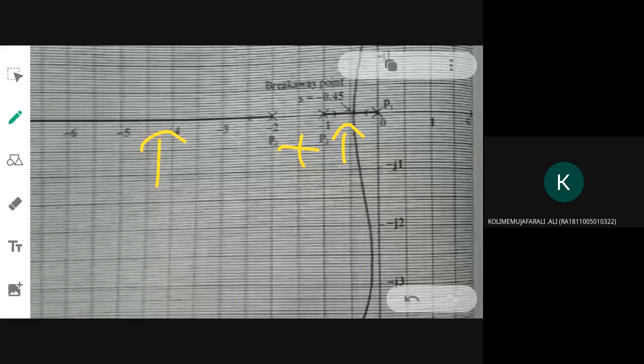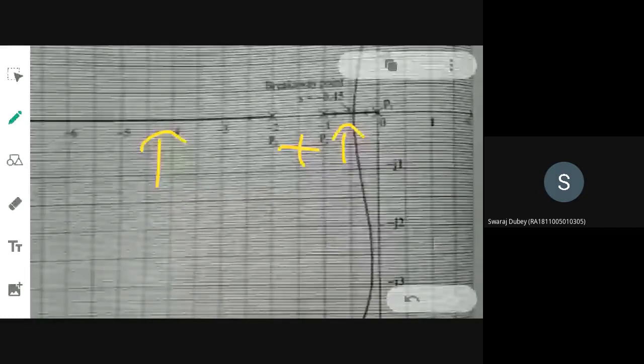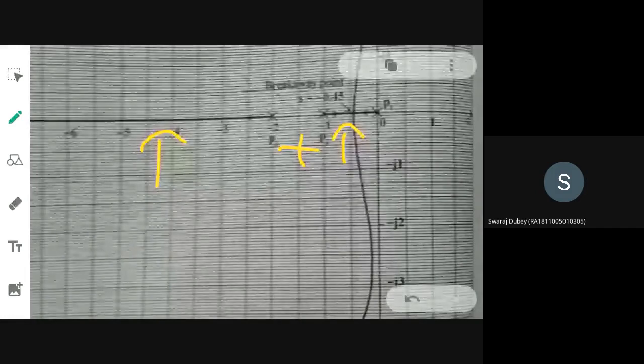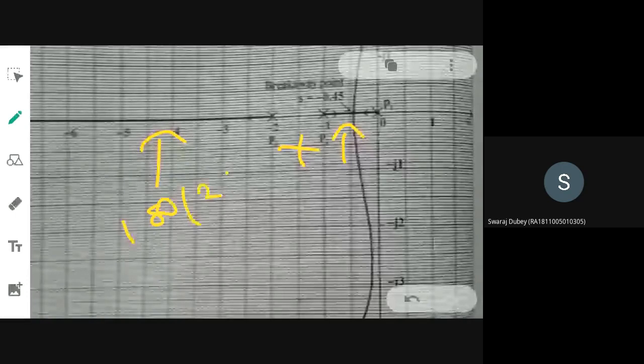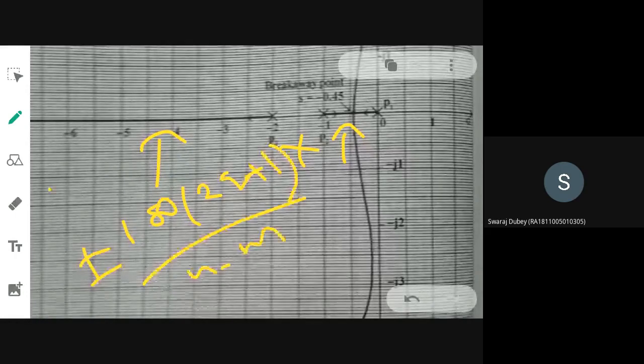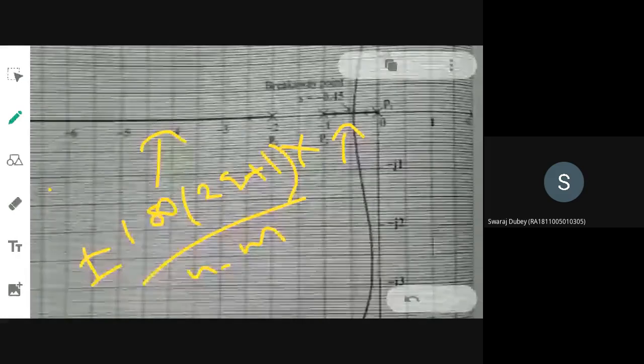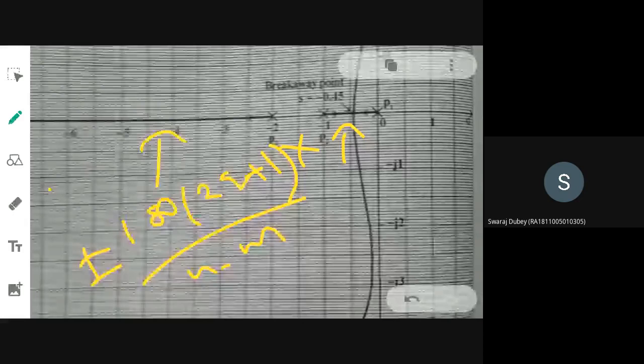So what is the formula? Plus minus 180 (2q plus 1) divided by n minus m. So the number of poles is how much? 3. Number of zeros is 2.